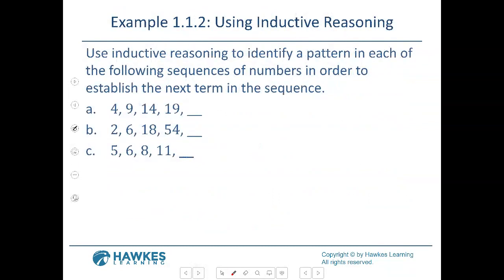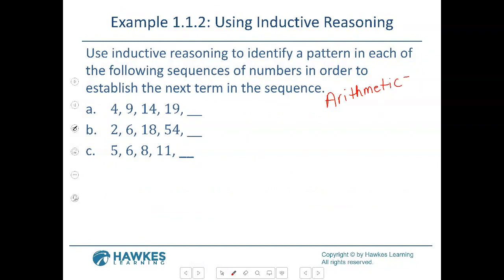Now we're going to look at patterns. Use inductive reasoning to identify a pattern in each of the following sequences of numbers in order to establish the next term in the sequence. There are two different types of patterns. Sometimes it's arithmetic, and geometric.